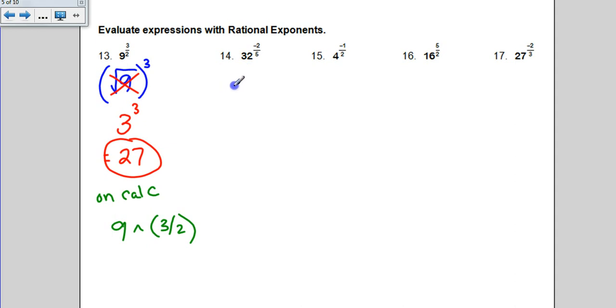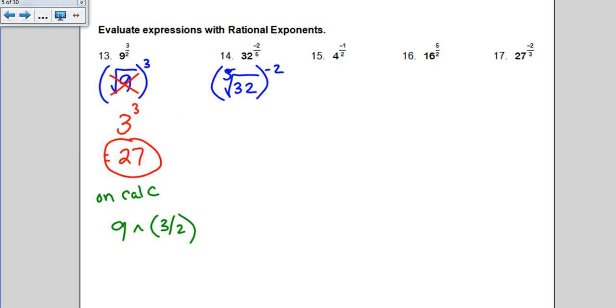So number 14, I'm going to take it first, I'm going to do the fifth root of 32, and then I'm going to put the negative 2 outside. And I'll talk about why we're going to do this. Now, if you don't have a list of perfect squares, cubes, fourths, and fifths out in front of you, make sure you ask me for one, or if you're not going to get to me in time, just look online. I'm sure there are many lists of perfect squares, perfect cubes, perfect fourths, and perfect fifths.